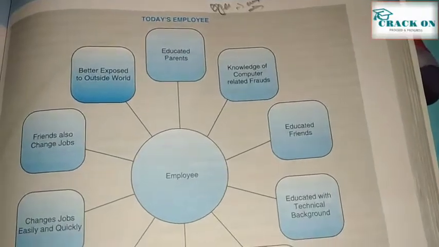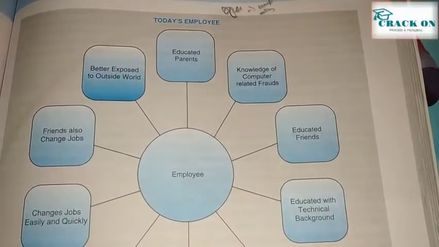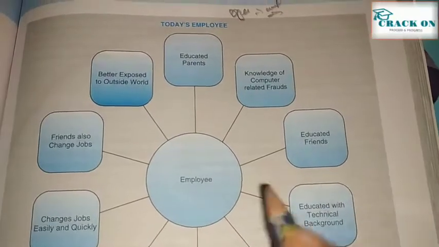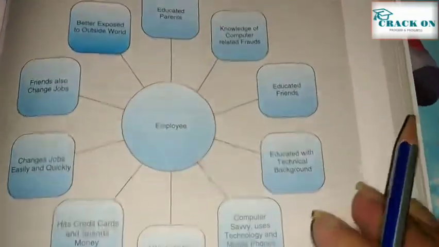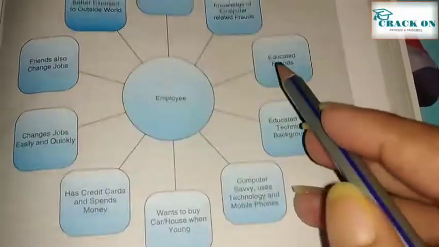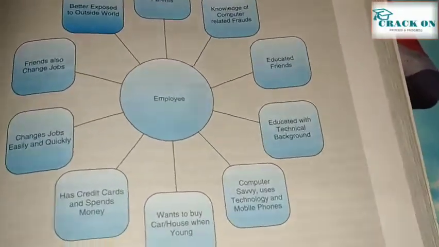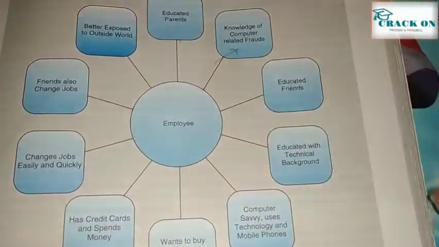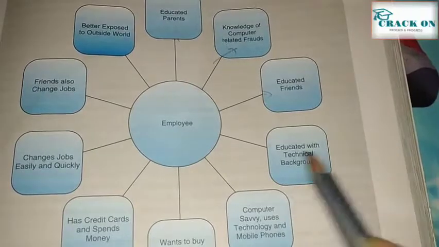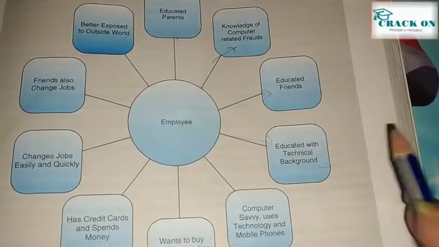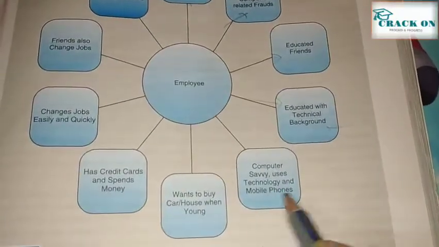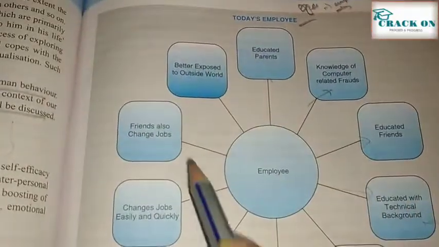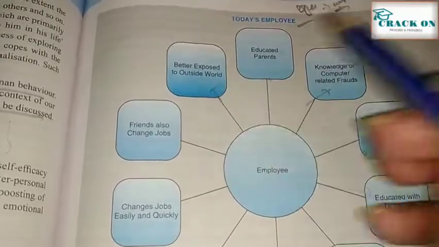Otherwise, in banking now we are getting so much stress, like everything is related with the bank only. Today's employee is a whole different story. The employee today has completely changed: educated parents, knowledge of computer-related frauds, educated friends, a technical background, computer savvy, use of technology, mobile phones, wanting to buy a car, a house. So these are the things. Friends also change jobs, and they are better exposed to the outside world.